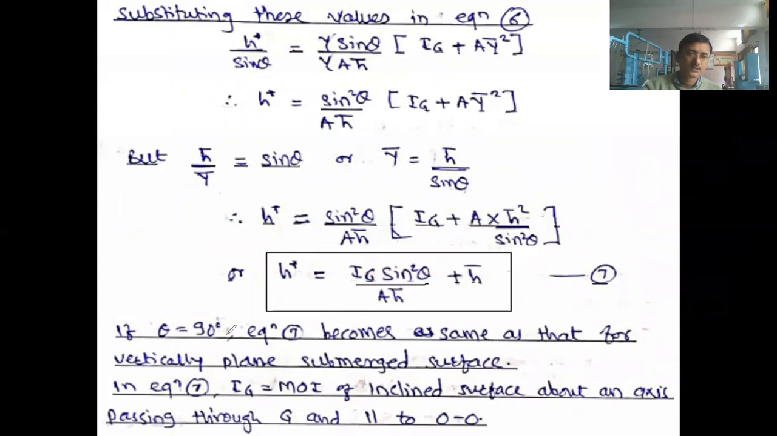If you see here, what is written? If the angle theta is equal to 90 degrees, if I put this in equation number 7, then the equation becomes the same as that for the vertical plane surface submerged in the liquid. Okay. So in equation 7, Ig is the MOI, that is moment of inertia. This Ig is the moment of inertia of the inclined surface about an axis passing through the centroid and parallel to the 0, 0.